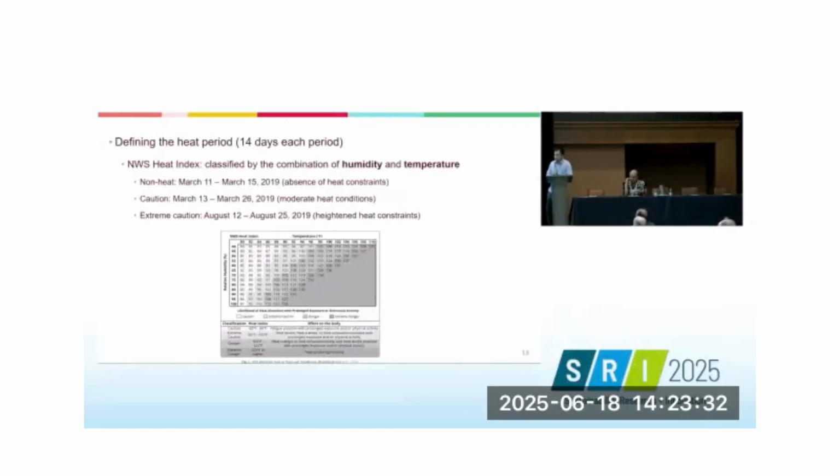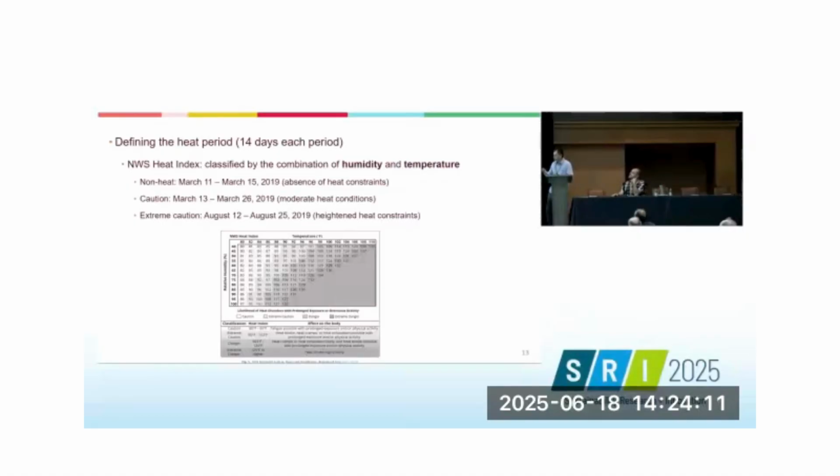We define three periods based on the National Weather Service classification. They have a specific form for how to classify the weather into different degrees of heat. One of the advantages of the National Weather Service classification, different from ground temperature, is that it is a combination of humidity and temperature. So it's a kind of perceived temperature by human beings.